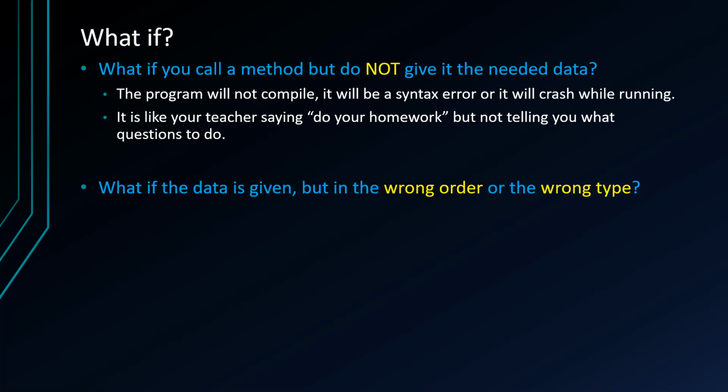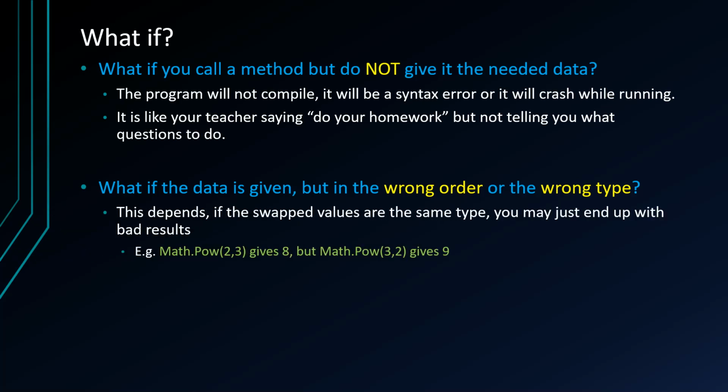Well, that's a completely different answer. That's 3 squared, which is 9. That's a completely different answer. So putting things in the wrong order won't crash our program, but it will give us unexpected and sometimes unwanted results. So swapping values is not necessarily a problem if they're the same type.